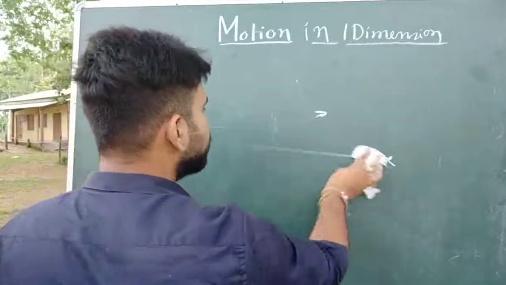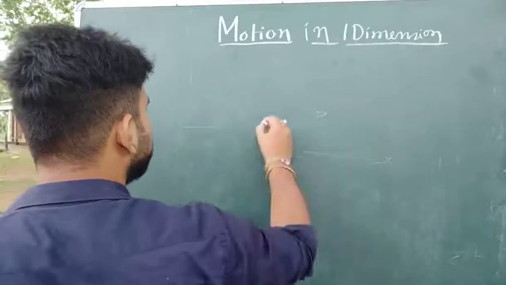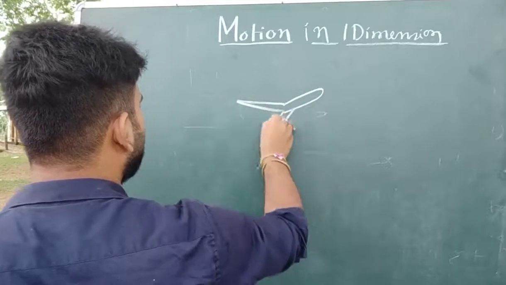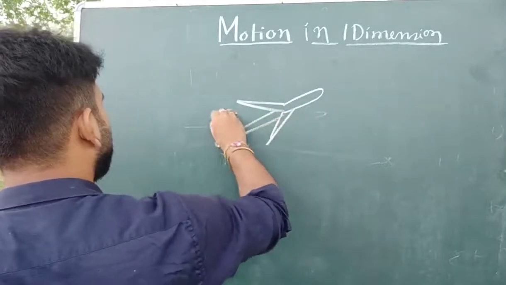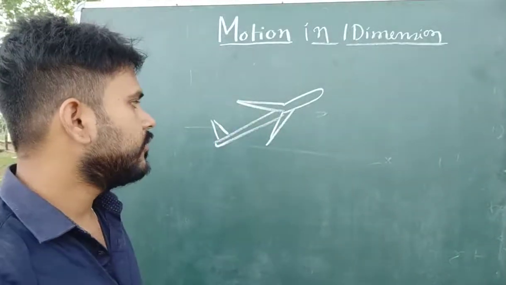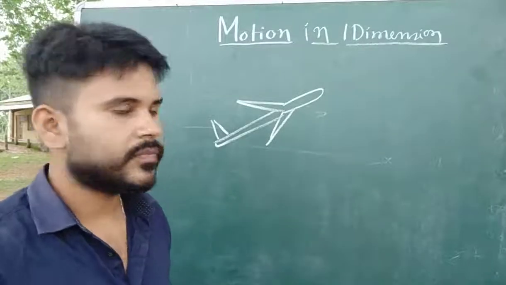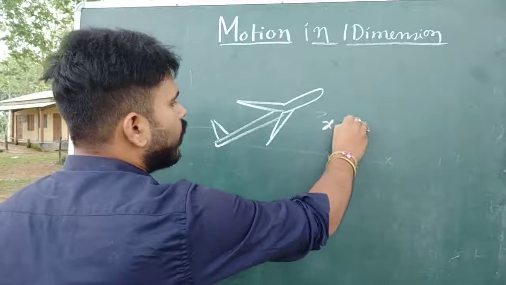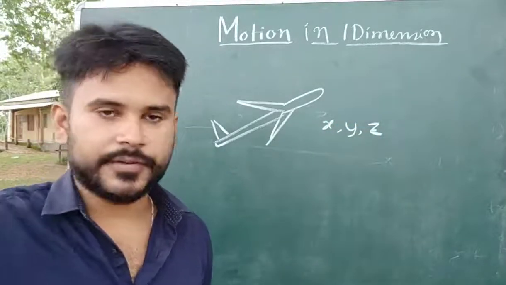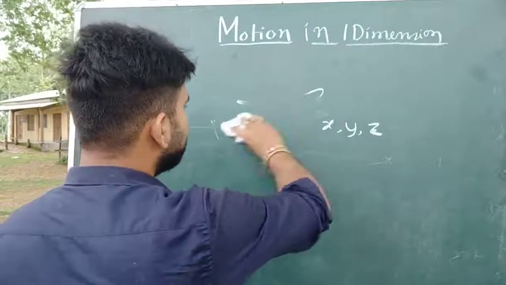Now let's move to the three dimensional case. Here I draw an aeroplane. After taking off, to locate the aeroplane, it needs three coordinates, x, y and z, where z represents its height. So this type of motion is three dimensional motion.